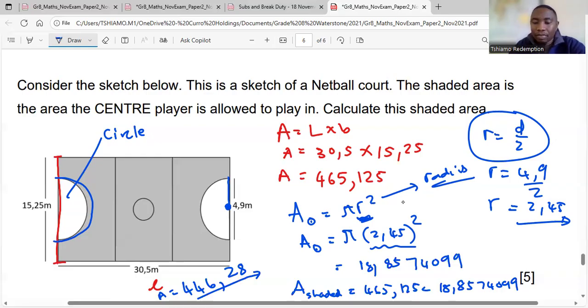I hope I didn't do any mistake. If I did, you can comment below and then we can talk about it. But this should be the answer. So area of the whole triangle, area of the shaded part, and subtract the two from each other. It's worth 5 marks. You get a mark for that, a mark for that, and a mark for the final answer.